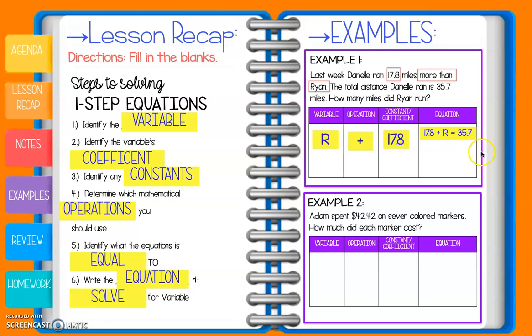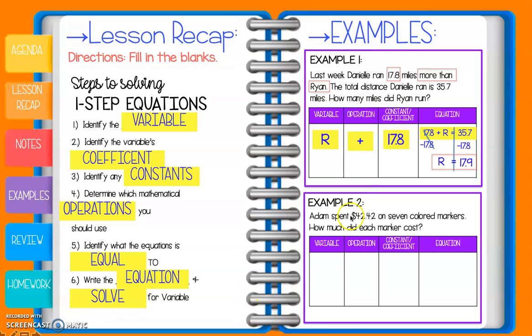Okay, now we're just going to solve it. Remember, you're going to draw your line through the equal sign, and then we're going to do the inverse on both sides. I'm adding 17.8, so the opposite would be to subtract 17.8. Remember, whatever we do on one side of the equation, we've got to do on the other as well. So plus 17.8 and minus 17.8, those are inverses. They're opposites, so they cancel, and we're left with just our R. And then we're going to subtract 35.7 minus 17.8, and we get 17.9. So our final answer is that Ryan ran 17.9 miles.